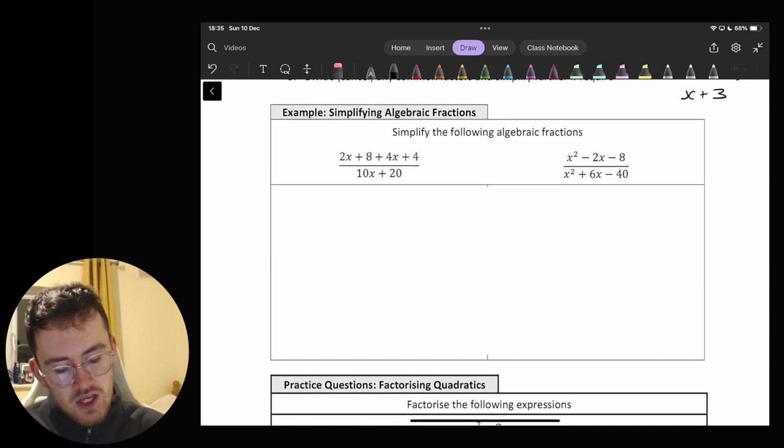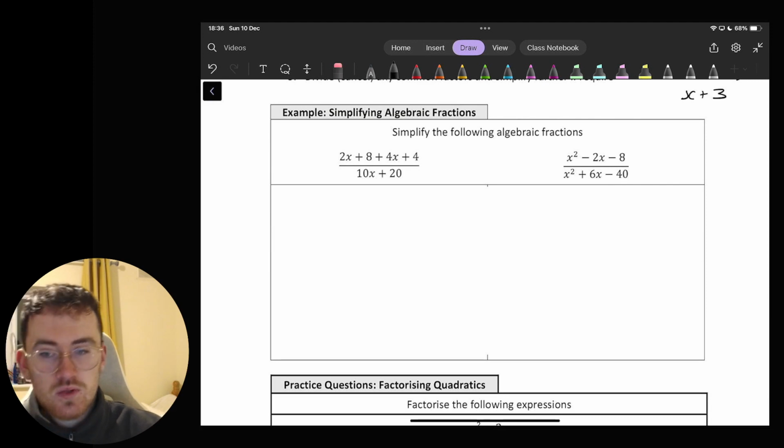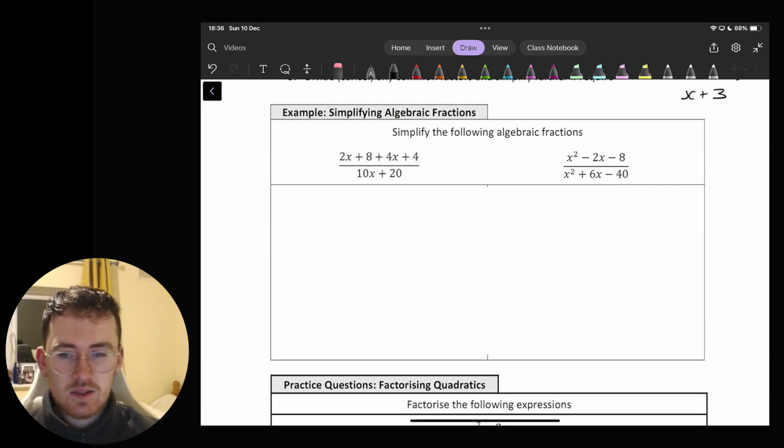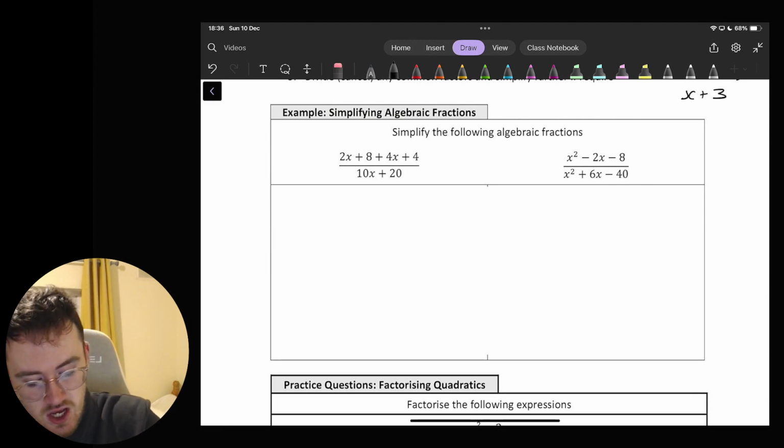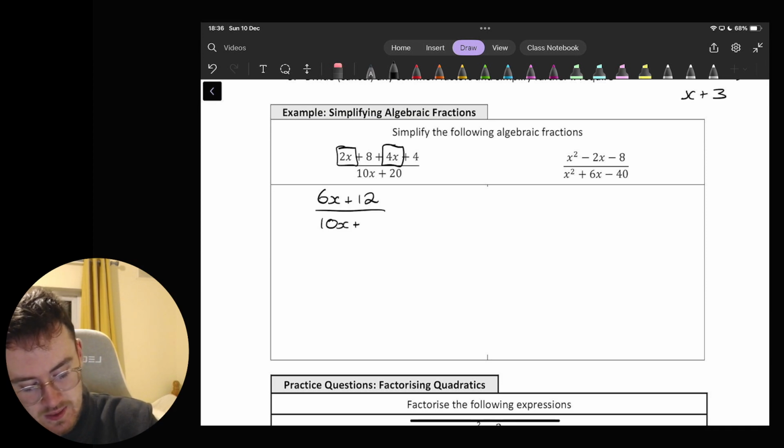All that we're doing now is that last step of getting the common factors and eliminating those. So looking at this first example, what I said was, first of all, we're going to simplify anything we can, complete any calculations here. So I can see on the top I have 2x plus 4x, which gives me, of course, 6x altogether. 8 plus 4 gives me a total of 12. On the bottom I have 10x plus 20.